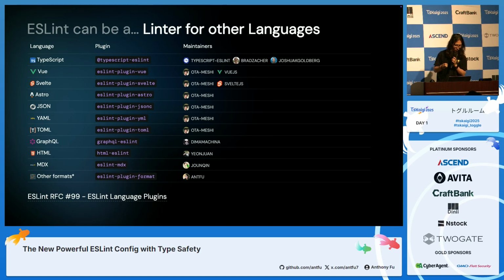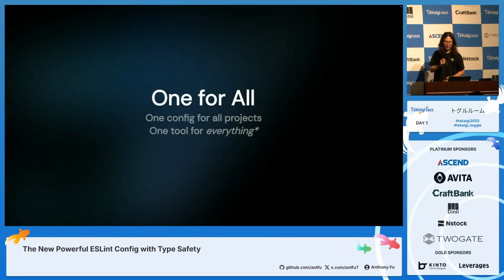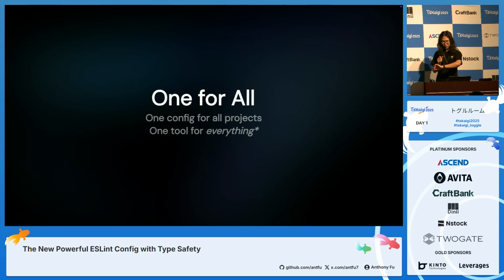I think I forgot to put it here, but they now have an official Markdown plugin and an official CSS plugin, so that you can actually lint CSS with ESLint. I think they are looking for more rules. So if you want to contribute, I think that could be a good chance to get into open source, if you are interested.